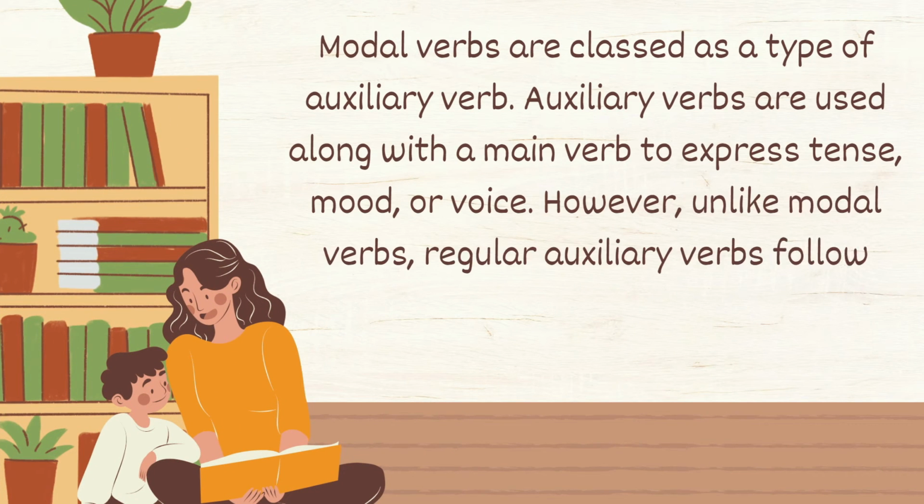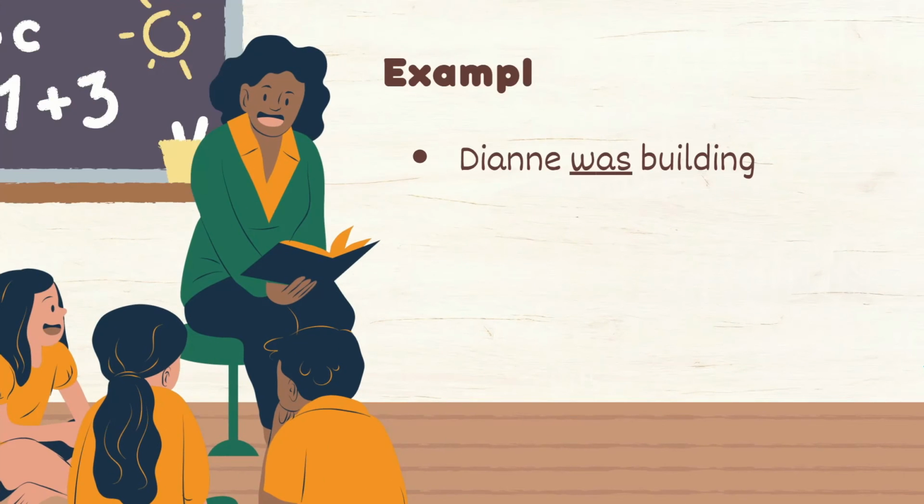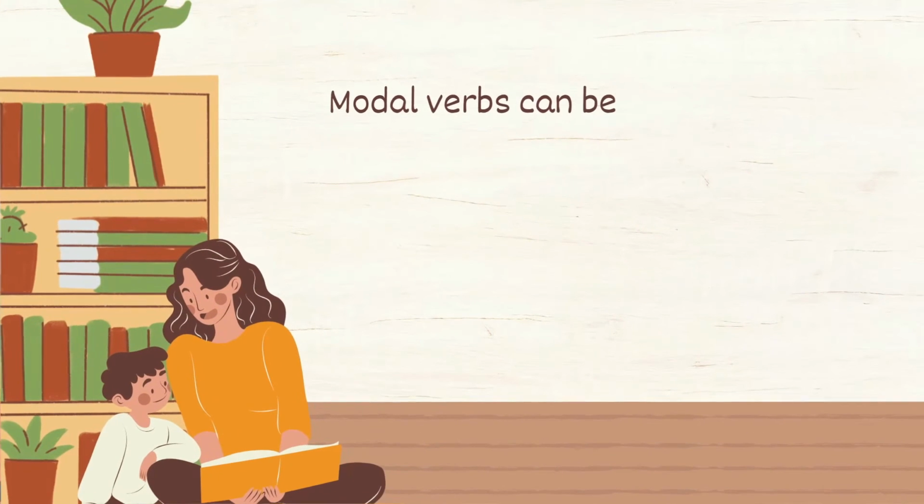Modal verbs are classed as a type of auxiliary verb. Auxiliary verbs are used along with the main verb to express a tense, mood, or voice. However, unlike modal verbs, regular auxiliary verbs follow subject-verb agreement and must be conjugated for tenses and mood. For example, Diane was building a rocket. George has burned the rice. Do you know what happened?